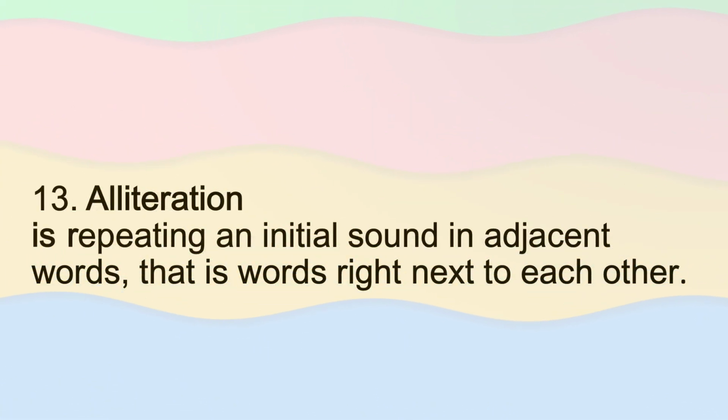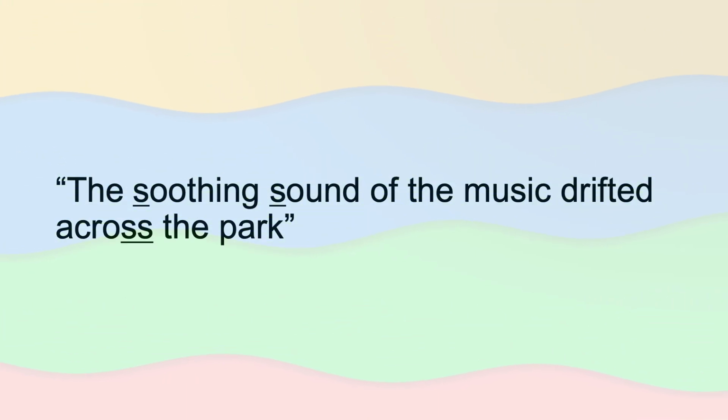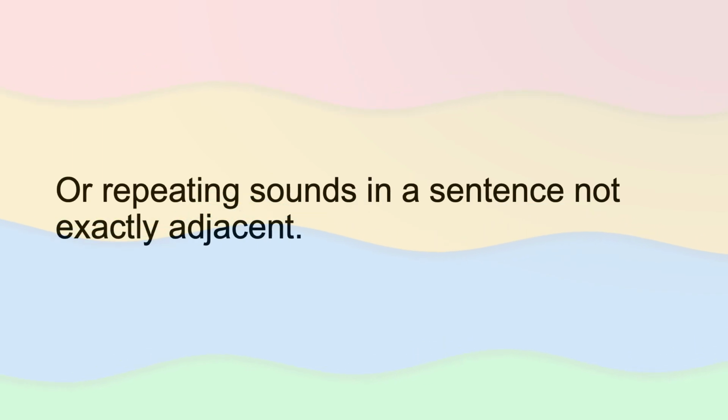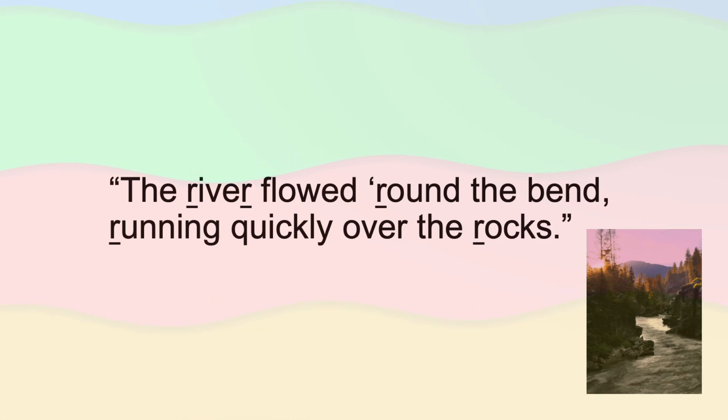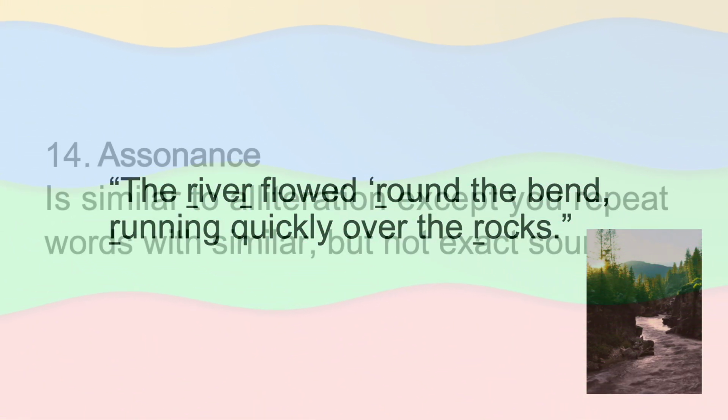13. Alliteration. Alliteration is repeating an initial sound in adjacent words, that is, words right next to each other. The soothing sound of the music drifted across the park. Or, repeating sounds in a sentence not exactly adjacent. The river flowed round the bend, running quickly over the rocks.